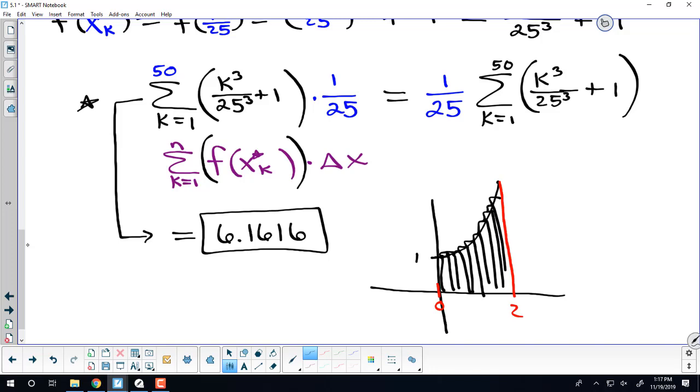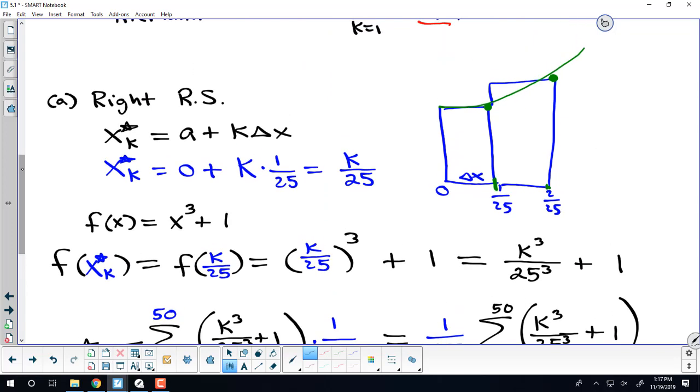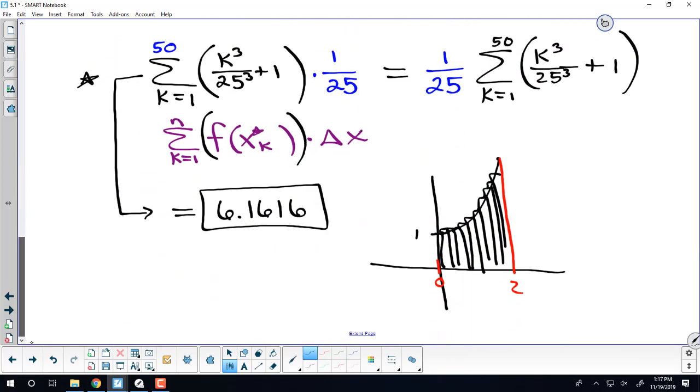Is the Riemann sum essentially equating to k from your original equation? A plus k times delta x? No, because that's just a tiny component of the Riemann sum. The Riemann sum itself is this whole thing. Oh, okay. Gotcha. Yeah. So that k just tells us within each rectangle what value we're using to determine the height. But we have 50 of those here. Any other questions?